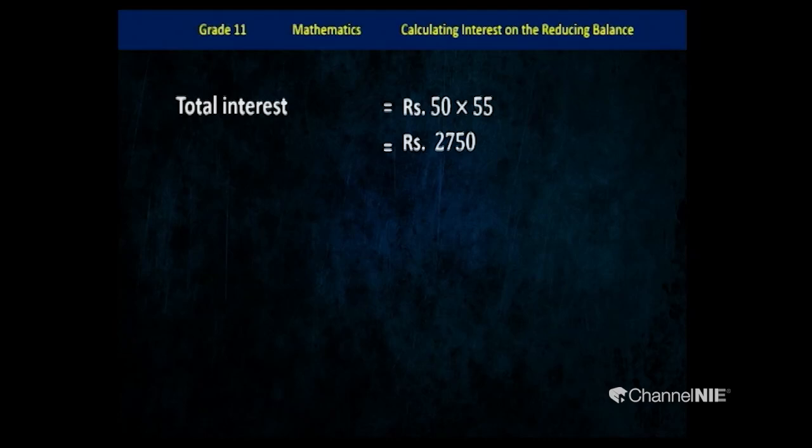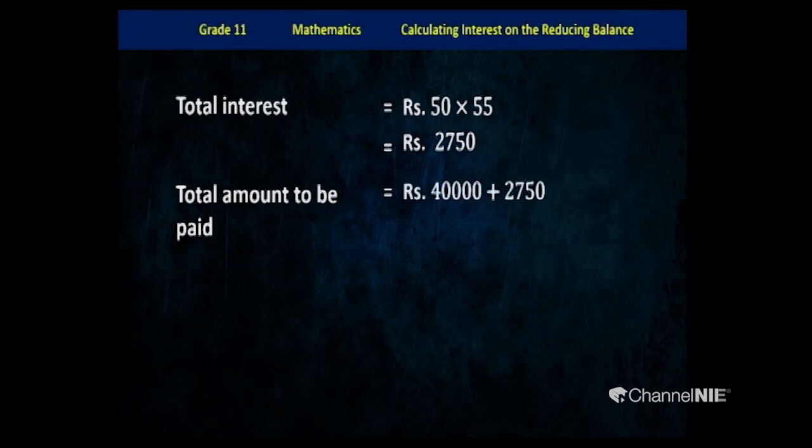Now for this loan, within 10 months you have to pay an interest of 2750. Now how to pay this 2750? In equal monthly installments of 40,000 plus 2750 divided by 10.